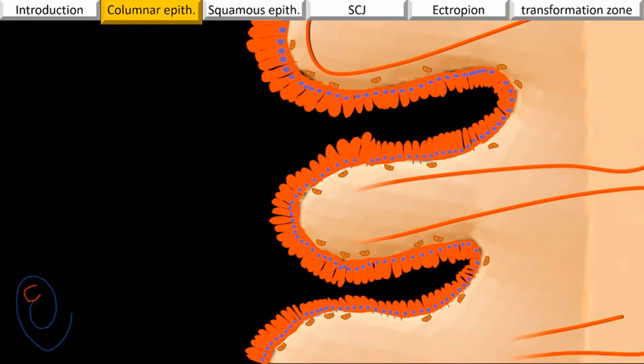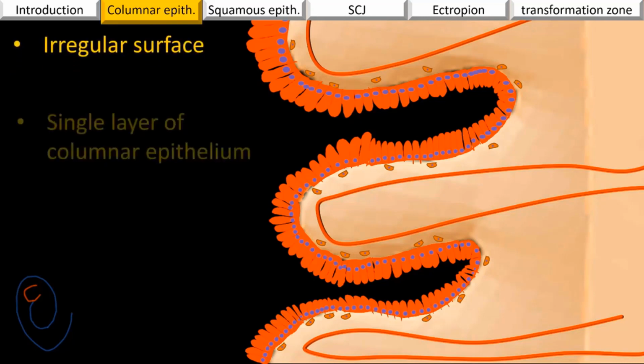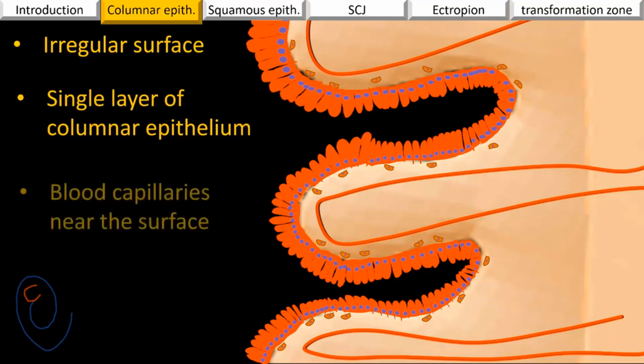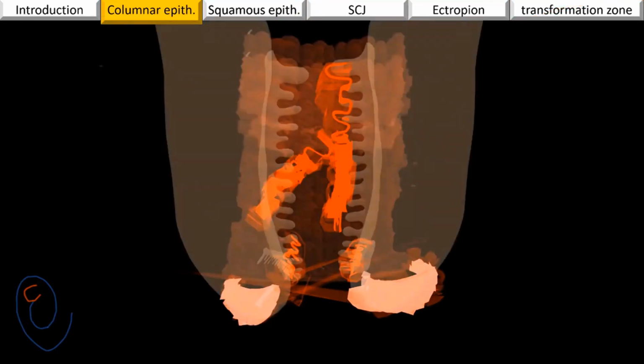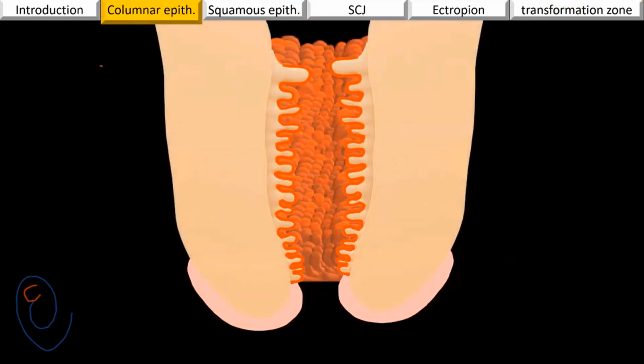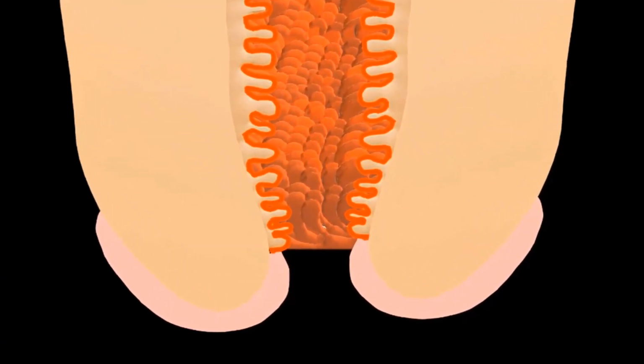There are blood capillaries inside the villous part of the endocervix, and these blood vessels are separated from the surface by a single layer of columnar cells. These features of the endocervix, I mean the irregular surface, and the blood vessels separated from the surface by a single layer of columnar epithelium, will give the endocervix its characteristic colposcopic appearance. Under magnification, it looks like a red grape-like structure.